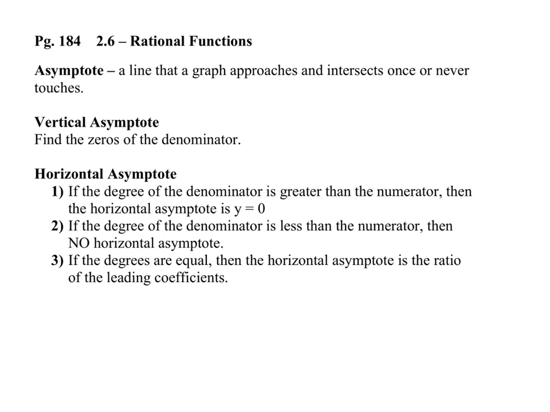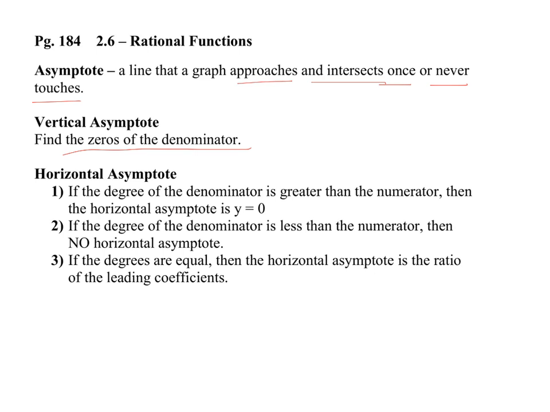First of all, we're working with asymptotes, a line that a graph approaches, and it could intersect it once, or it never touches. Now, vertical asymptote. When working with rational functions, to find the vertical asymptote, we simply find the zeros of the denominator. It's as simple as that.